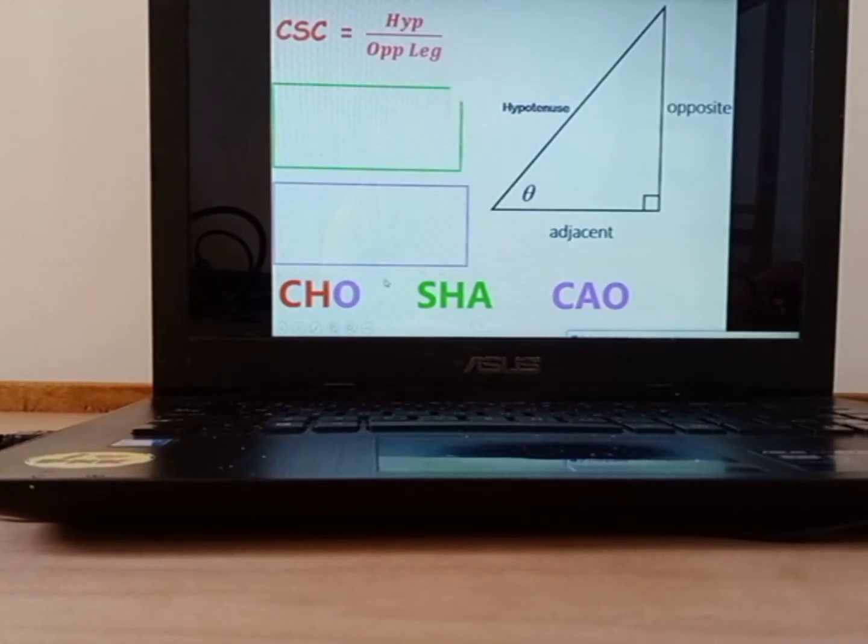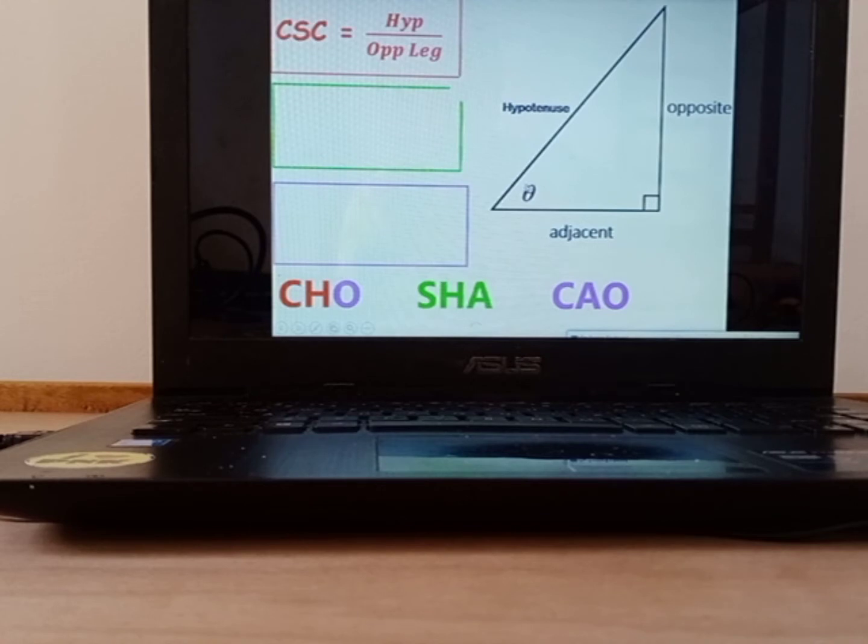As I mentioned a while ago, aside from the sine, the cosine, and the tangent, we also have the inverse of these functions, which are the cosecant, the secant, and the cotangent. So we have the inverse of SOHCAHTOA, which is the acronym for the reciprocal functions. So we have cosecant is equal to hypotenuse over opposite leg, where this is our angle theta.